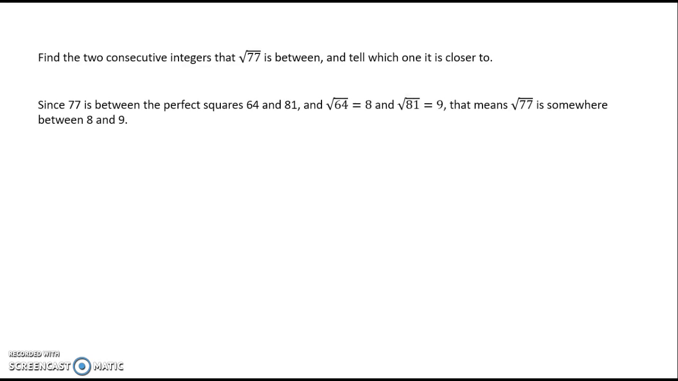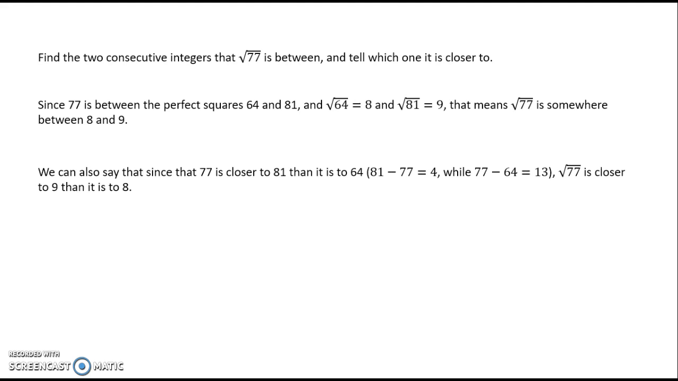I hope you got it. Since 77 is between the perfect squares 64 and 81, and because the square root of 64 is 8 and the square root of 81 is 9, that means the square root of 77 is somewhere between 8 and 9. We can also say that since 77 is closer to 81 than it is to 64, that's because 81 minus 77 is only 4, while 77 minus 64 is 13. The square root of 77 has to be closer to 9 than it is to 8.